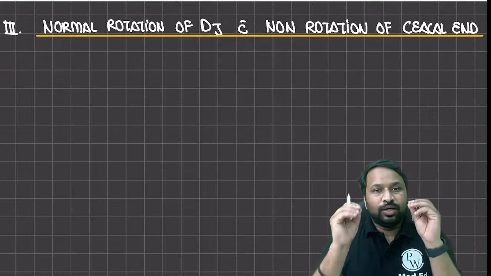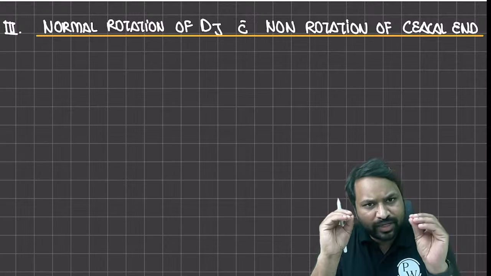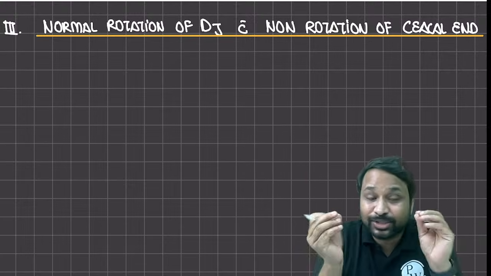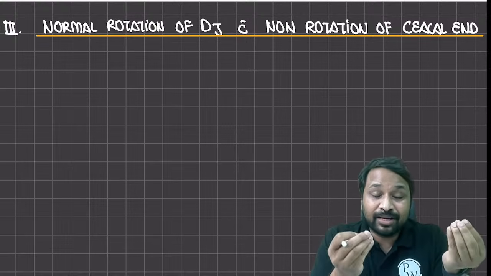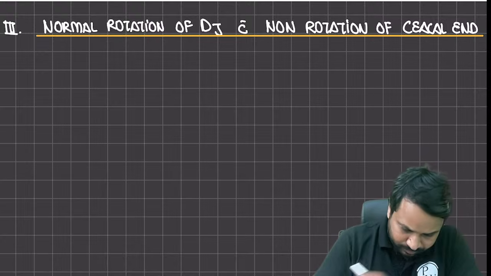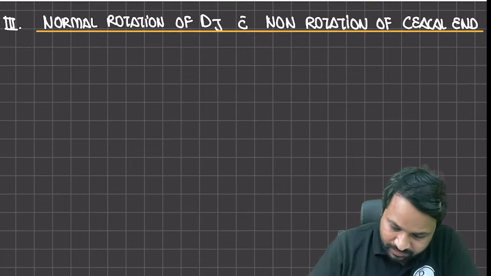ठीक है, तो यहाँ पे क्या हो रहा है? Normal rotation of duodenojejunal junction हो रहा है. That means that DJ is going to go to the left side, but the cecum is not coming down to its normal side. Cecum का normal क्या है? Right lower था. वो right lower में आएगा नहीं, वो वहीं ऊपर रह जाएगा. Right? So let's try to have the same objective that we try to learn.